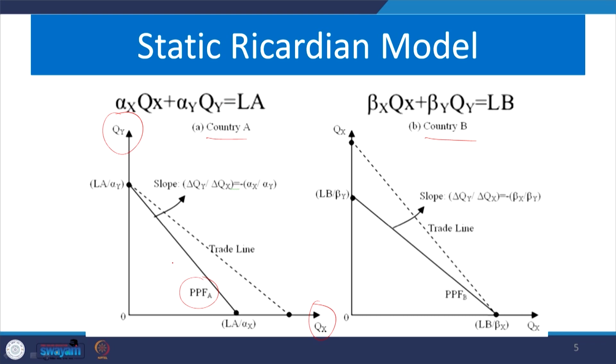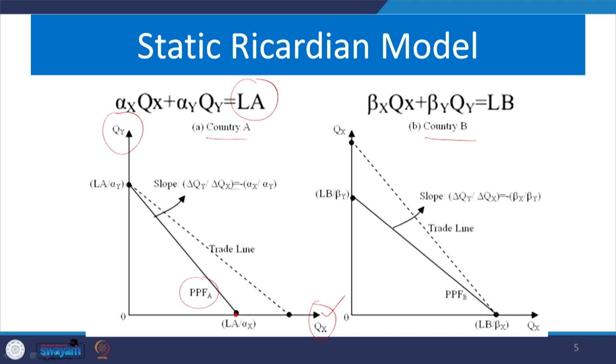Now, to start with how to present it. We can present how much maximum amount of qx can be produced given the total budget of an economy, given the total labor availability in country A. If I divide it by the price of that particular factor which is useful to produce qx, we will get a maximum figure.